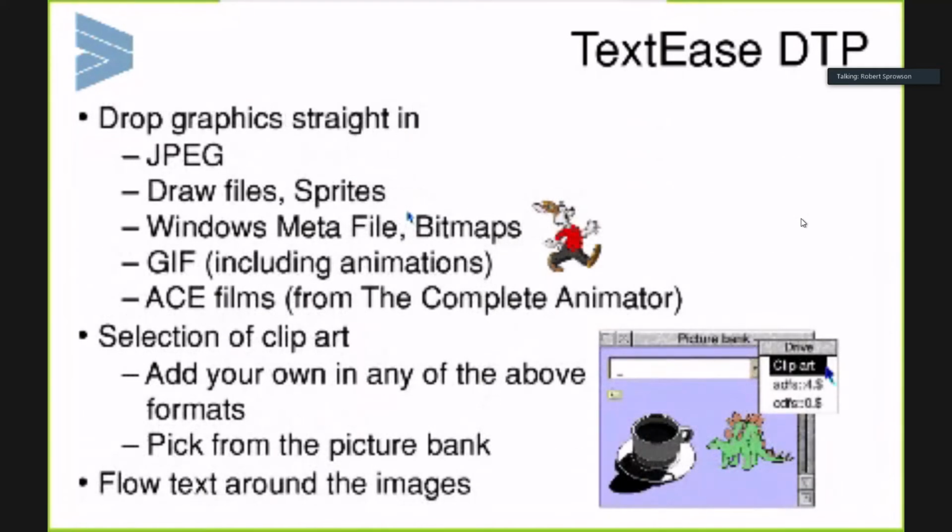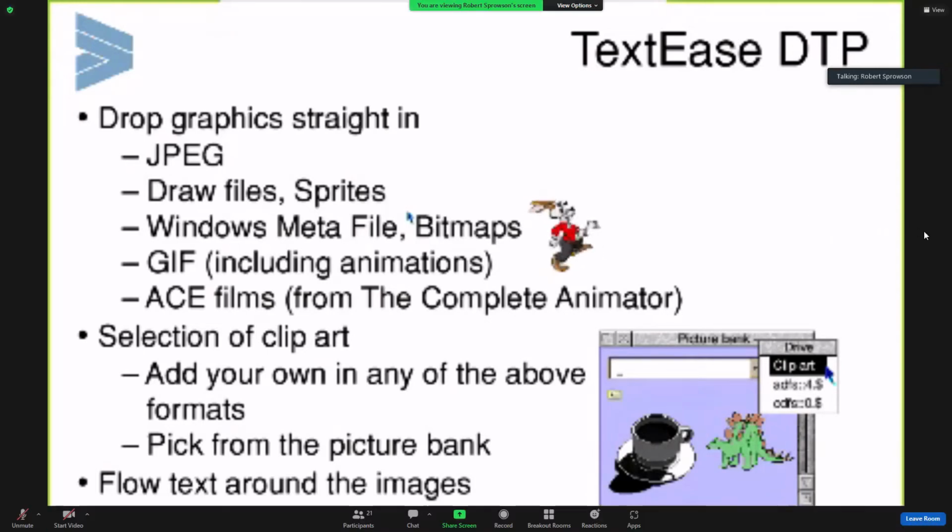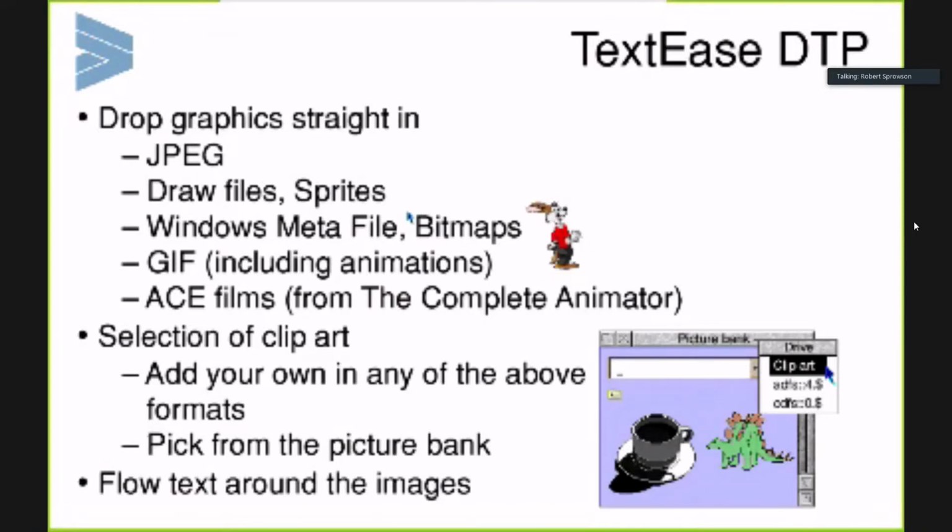So the graphics elements of it, you can drag and drop most of the common graphics formats that you'll find on RISC OS, so Draw files, Sprite files, JPEGs, that sort of thing. And depending on how well that comes out on Zoom, it will even process animated GIFs. So there's a little walking bunny rabbit there, which may well be being mangled horribly by Zoom. And also ACE Films, which is part of the Complete Animator, which is an animation package that RComp has.